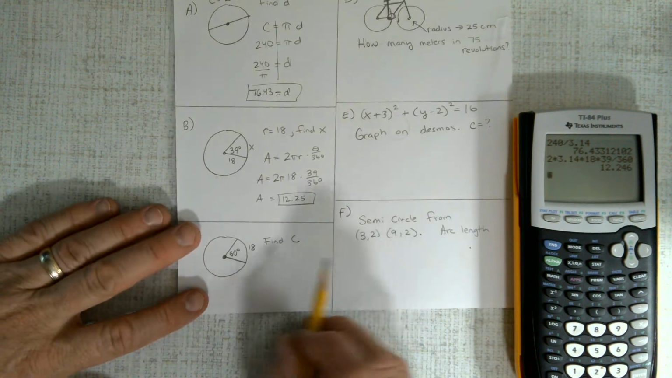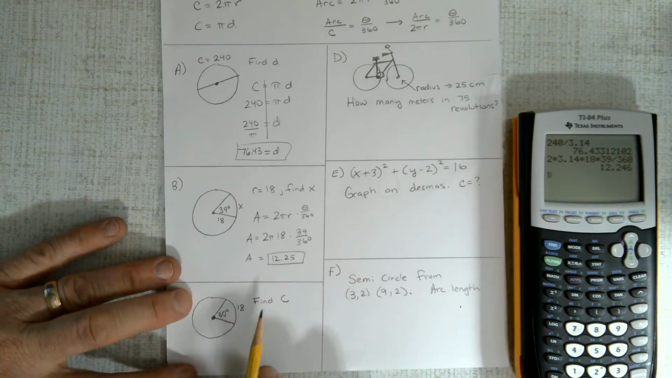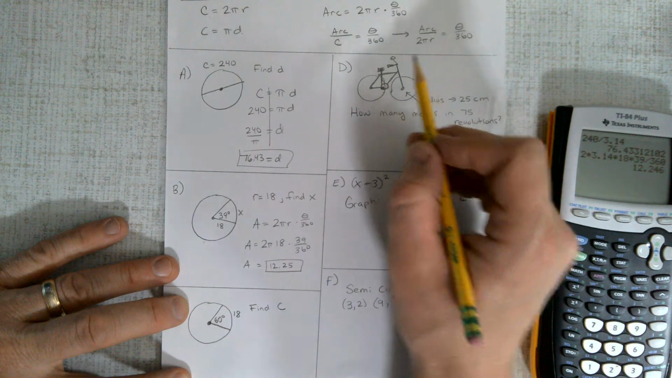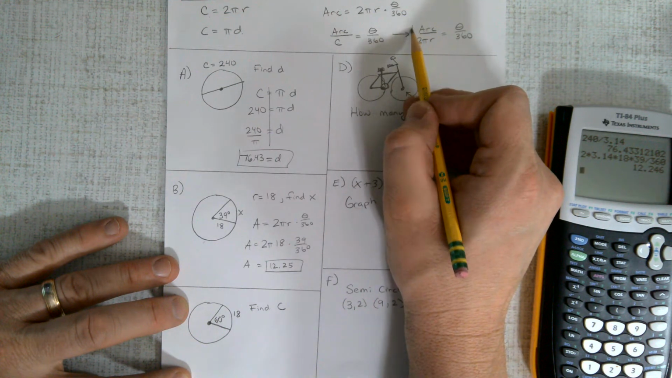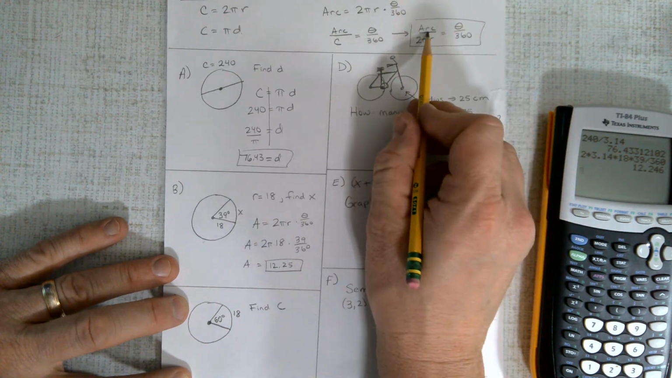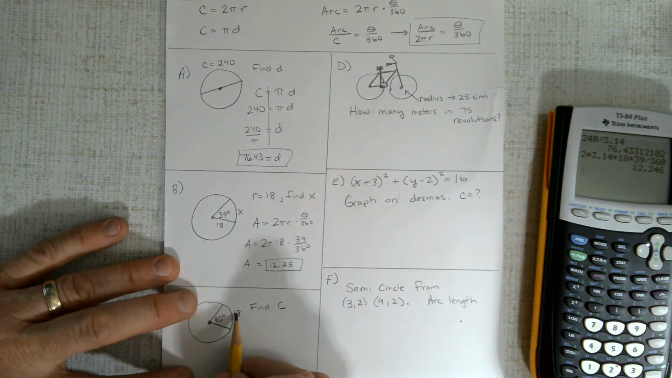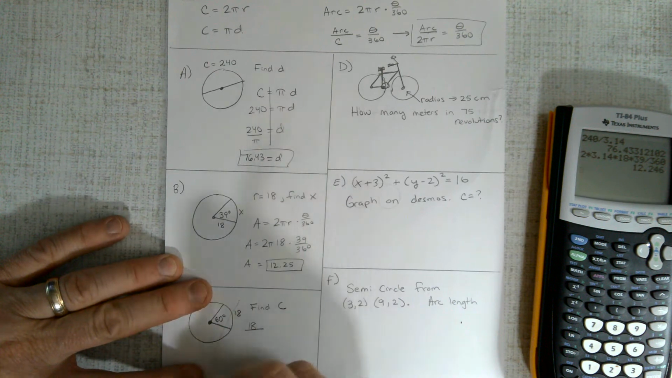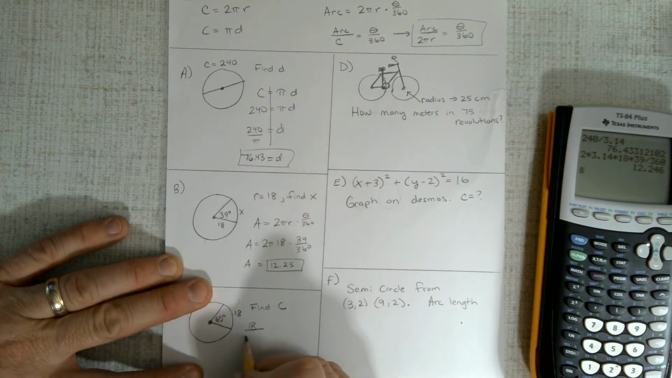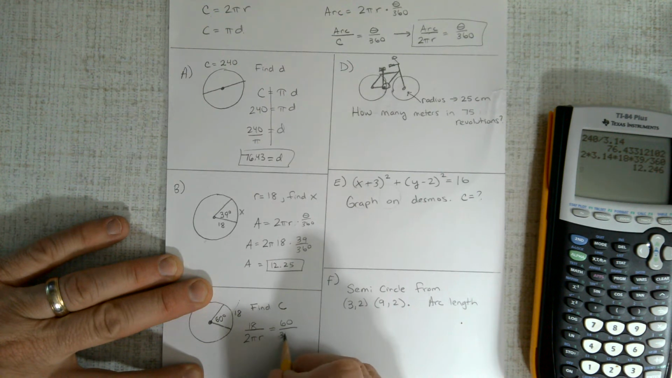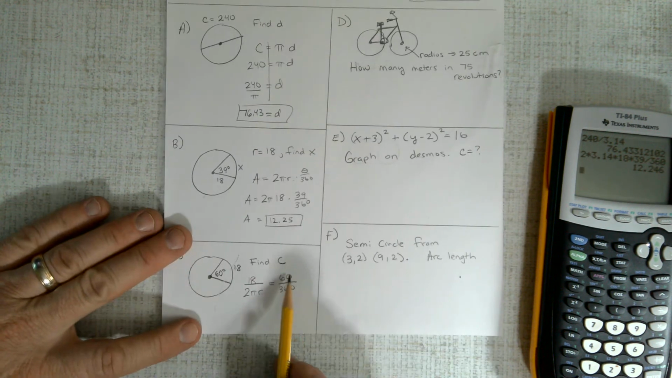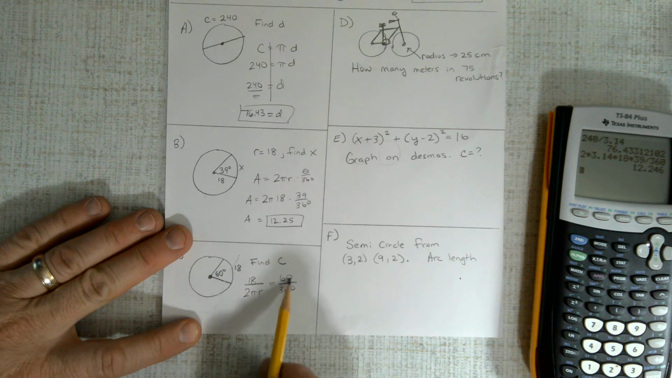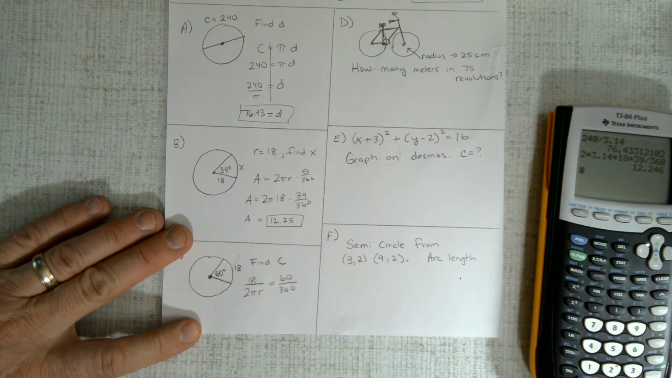Alright, going down here, now we have a different arc length problem. This is where we're going to use this other formula right here that says the arc, which is 18, matches the circumference, which is 2 pi r, just like 60 matches 360. So there's the 60 out of 360. This is part of 360, just like this is part of the circumference.